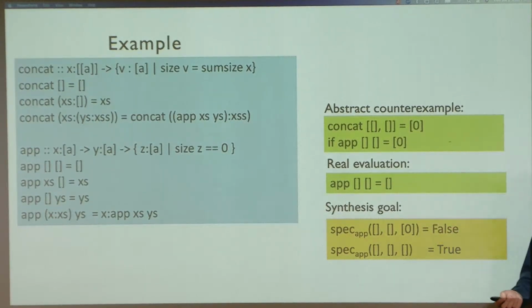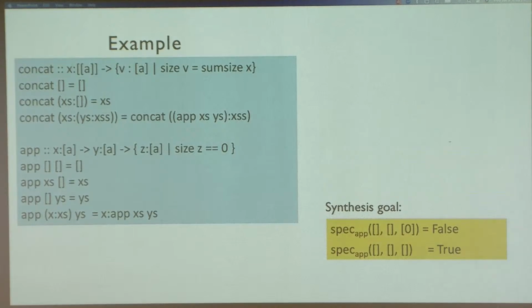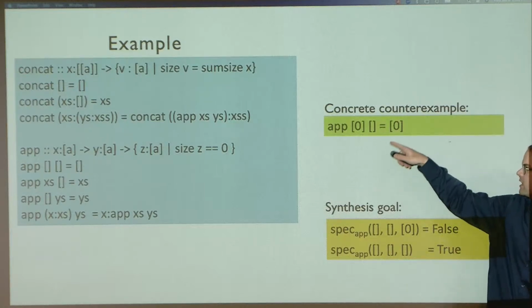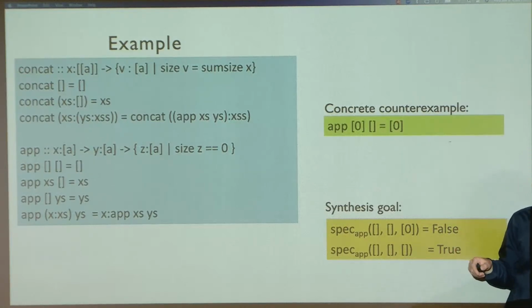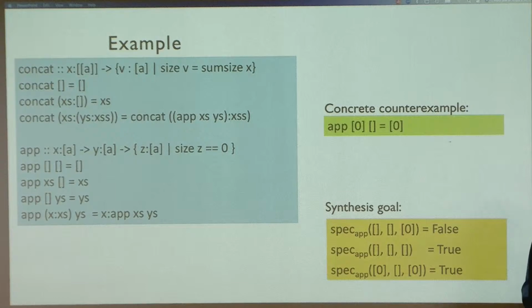You're happy if the size of the output is 0. Maybe that's a good specification. Well, no, of course. Now we can come up with a concrete counterexample that says appending a list with 0 in it to an empty list gives us a list with 0 in it. So we have another goal for a synthesizer that corresponds to this counterexample.